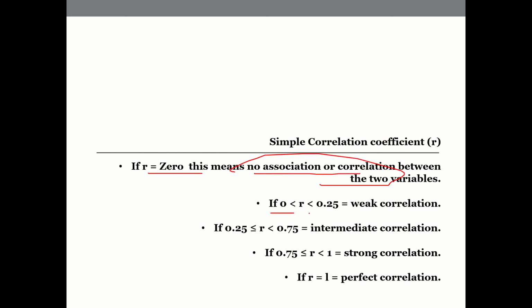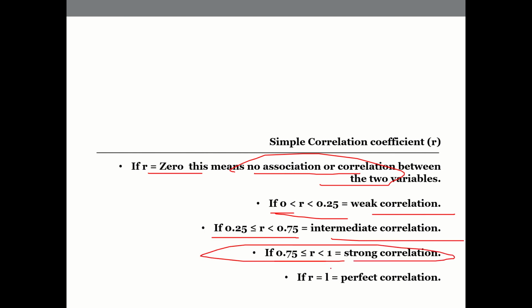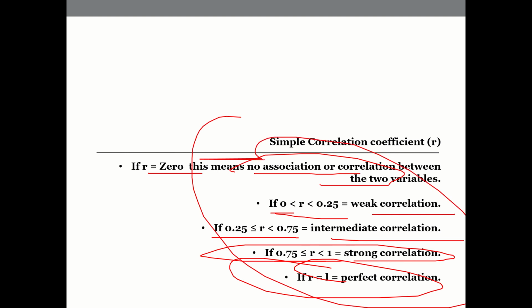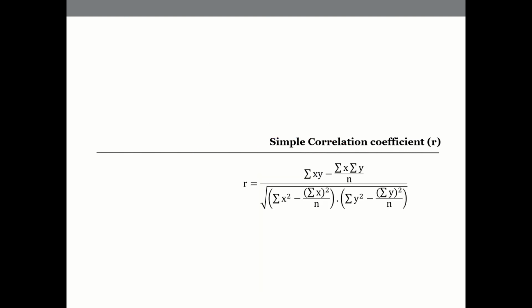If R is between 0 and 0.2, it is a weak correlation. If it is between 0.25 and 0.75, intermediate correlation. If it is between 0.75 and 1, it's a strong correlation. And if we get 1, it is a perfect correlation. So this is the degree of correlation that can be understood if we generate results, and if we have to make conclusions on that, probably we can use these keywords.